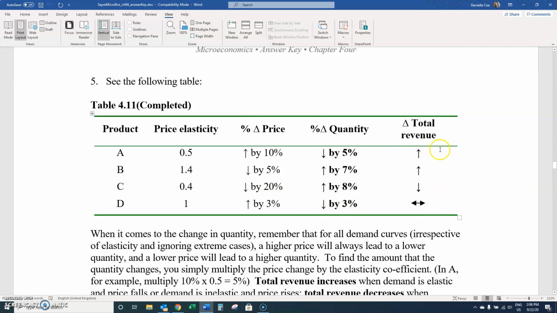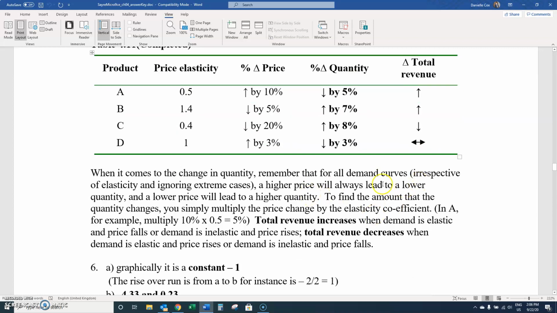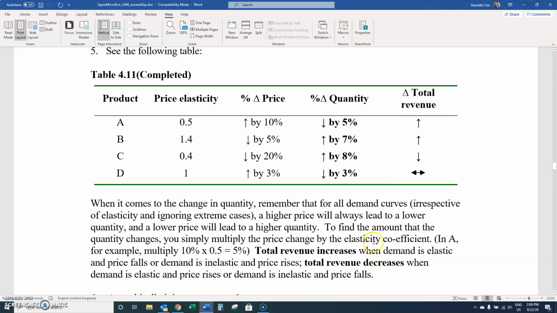Now we need to determine the direction that the total revenue moves in. Well, the rule of thumb: total revenue increases when demand is elastic and price falls, or demand is inelastic and price rises, and total revenue decreases when demand is elastic and prices rise, or demand is inelastic and price falls. But I'm just going to walk you through how to think it through in your head.